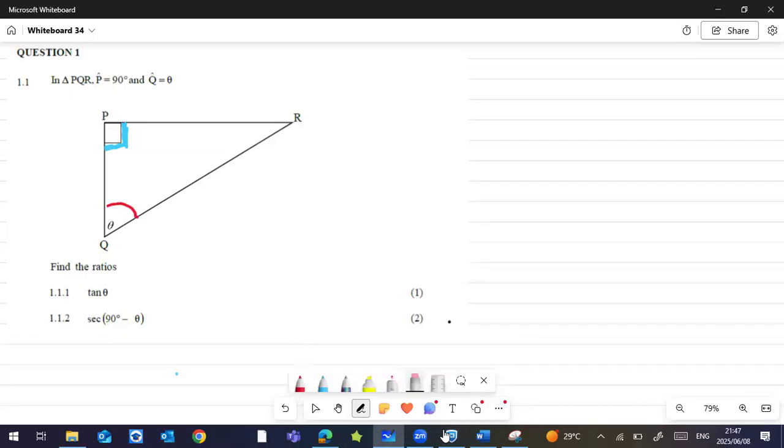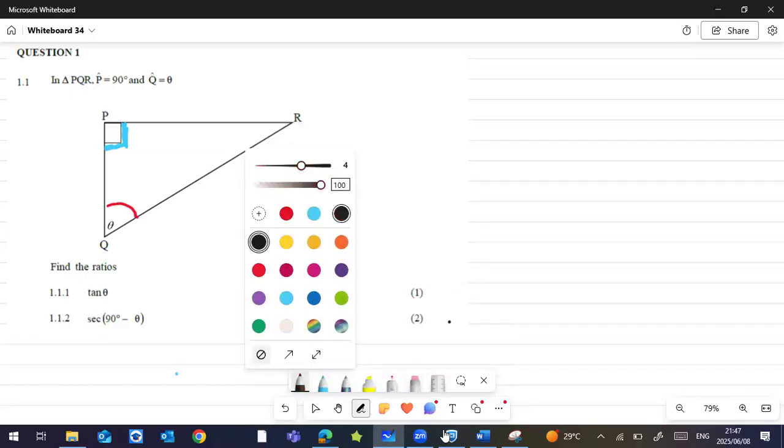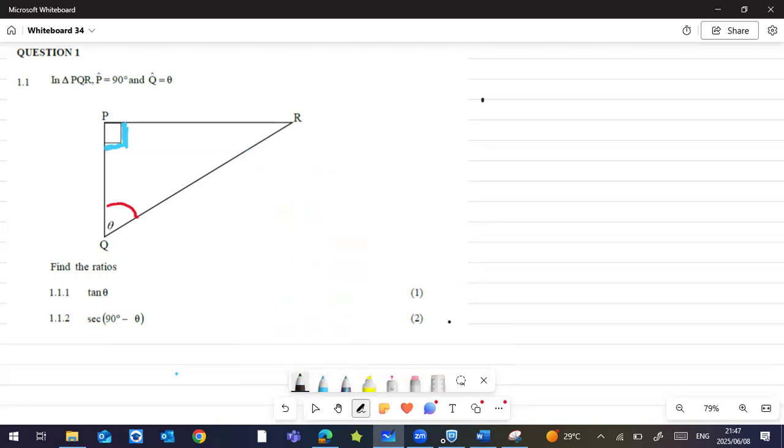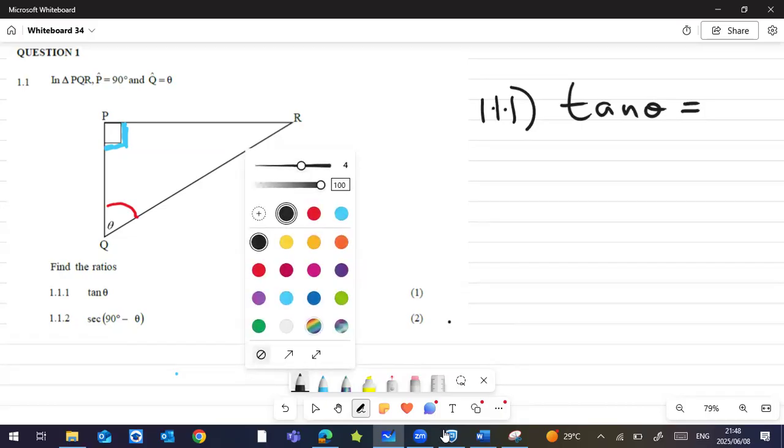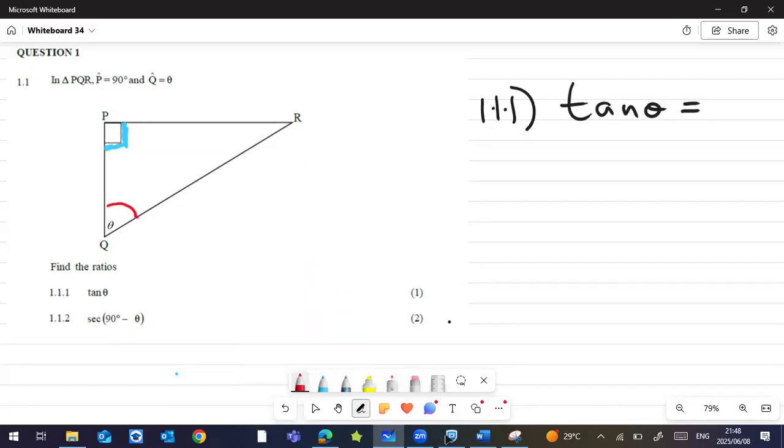Question 1.1.1, what do we need there? We want to find tan theta. Now, in question 1.1, we want to know what is tan theta. 1.1.1, tan theta. Tan by definition is opposite all over adjacent. Tan is opposite over adjacent.